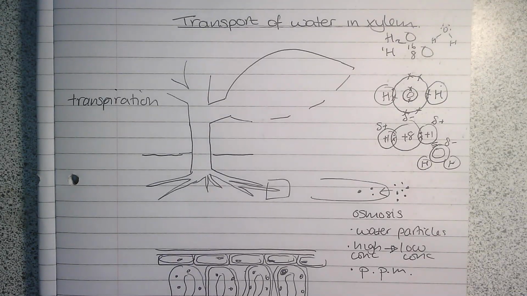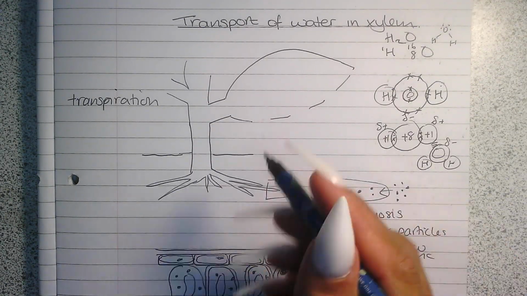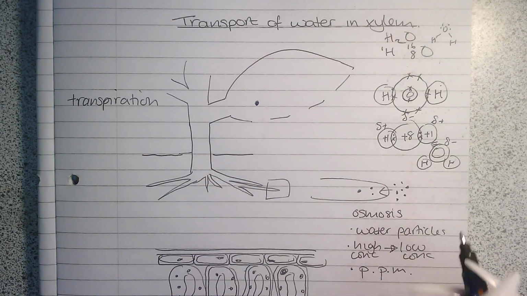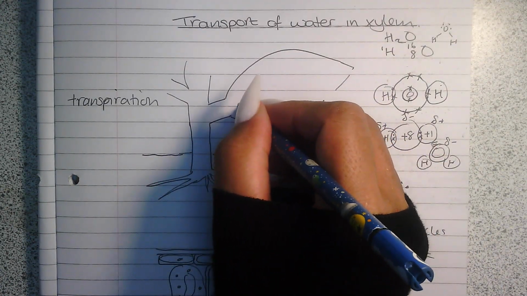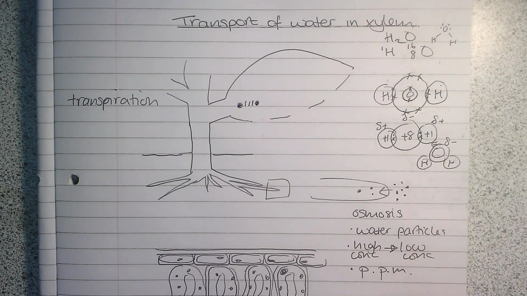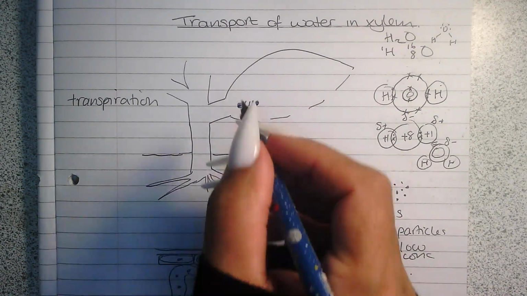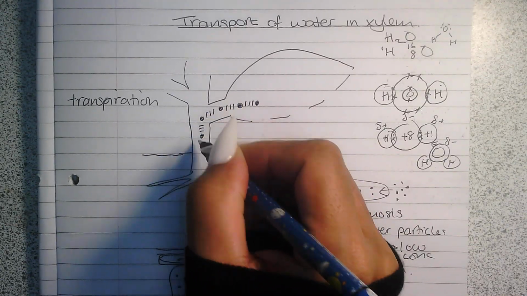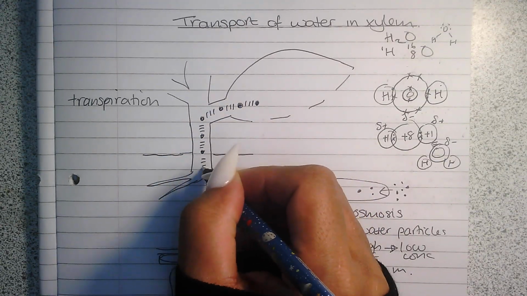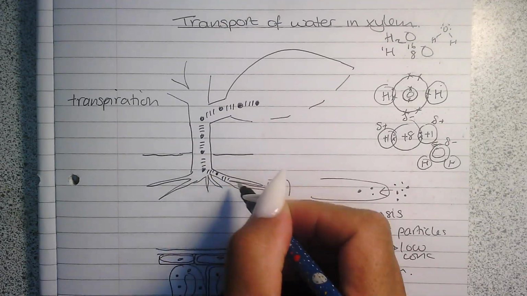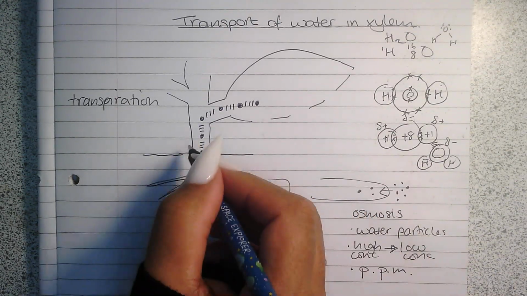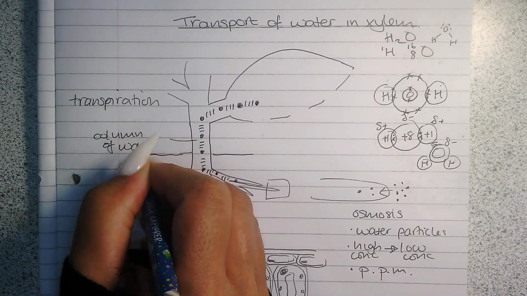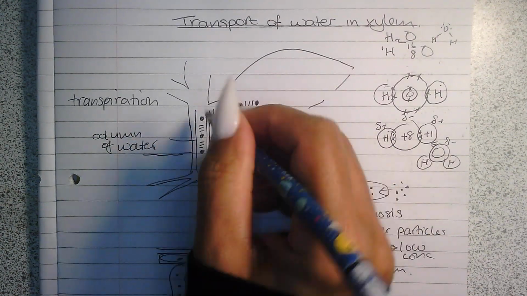Okay, let's take ourselves into the leaf. Water might be entered here, but imagine water particles are here. Got a water particle right there. There will be another water particle next to it, and there'll be hydrogen bonds between the two because they are cohesive. There will be a situation where we have many water particles with their respective hydrogen bonds. We call this a column of water. And this will be within the xylem vessel itself.